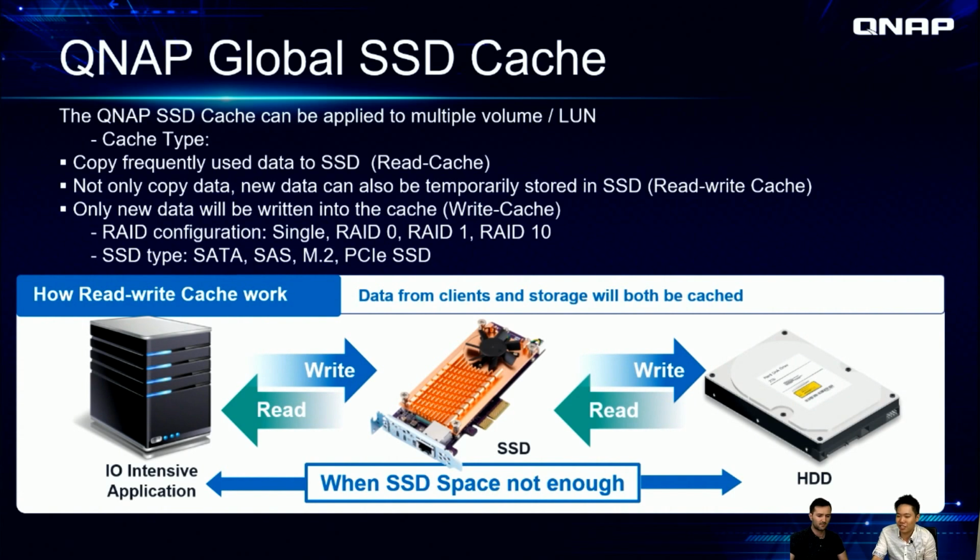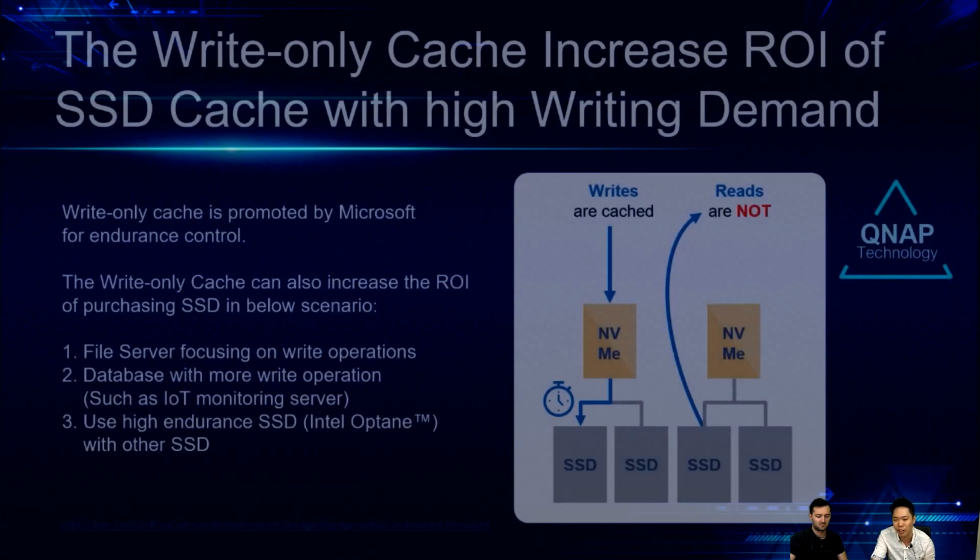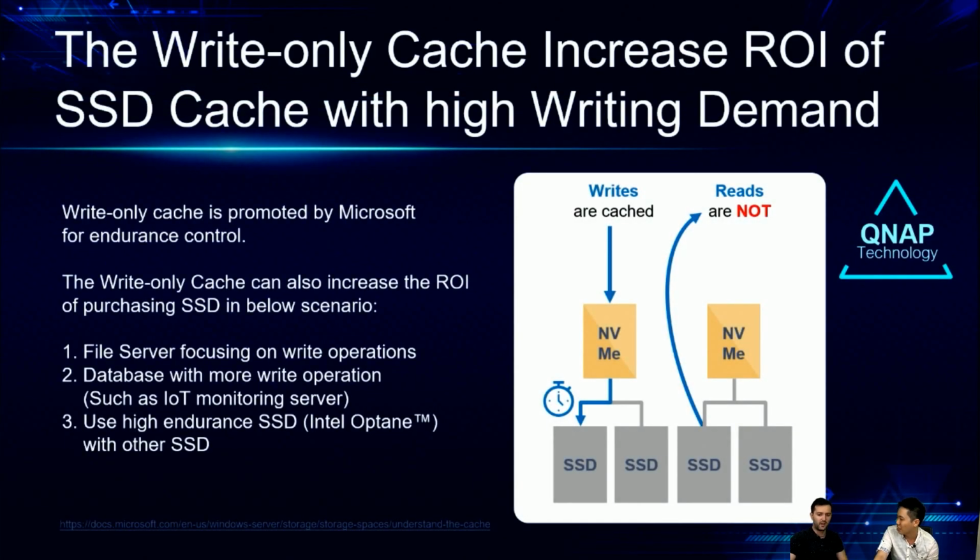Okay, so this is simply how our global SSD cache works, but it actually should be the same for all storage vendors, which means that when you write data, you write to the SSD first to increase the write speed, and you also move frequently accessed data, copying it to the SSD cache so that the application can read the data faster. But one thing that we have specially developed is that we support write-only cache. Write-only cache means that we do not copy any data from the storage to the SSD cache, and it's more suitable for file servers, for example, focusing on write operations.